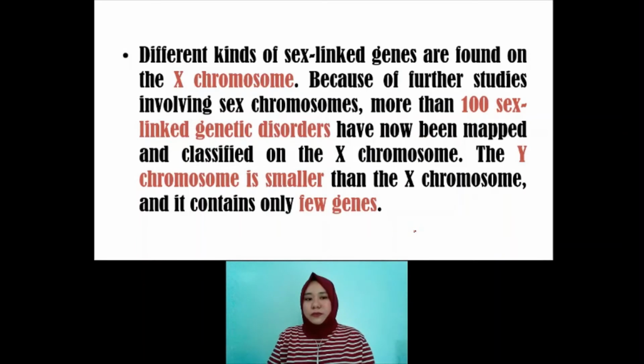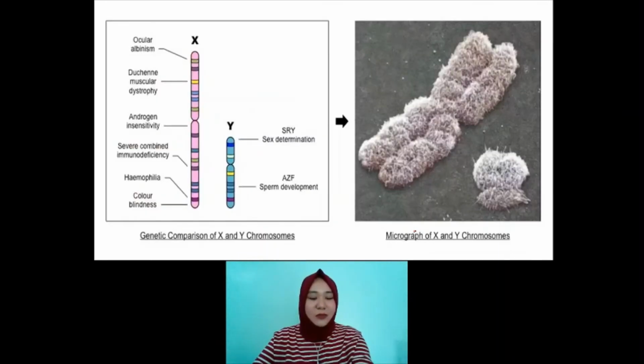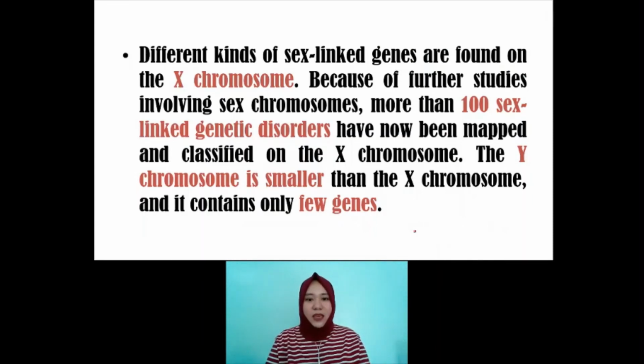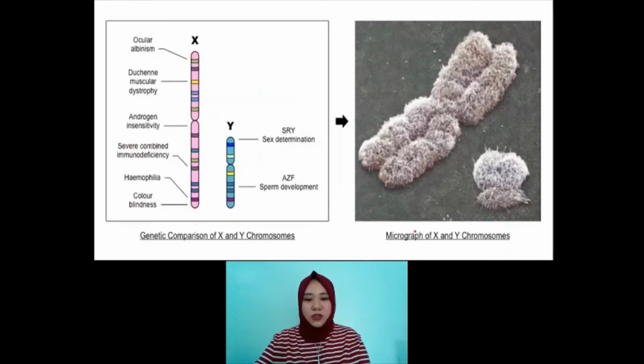Ngano ma'am kung mas gamay ang Y chromosome sa X chromosome, naa important concept about that. Okay, so different kinds of sex-linked genes are found in the X chromosome. Makes sense. If you could compare the size between the two, mas dako si X chromosome kaysa kang Y chromosome. So pasabutan na it's possible nga mas daghan genes ang located sa X chromosome. Okay? So because of further studies involving sex chromosomes, more than 100 sex-linked genetic disorders have now been mapped and classified on the X chromosome. The Y chromosome is smaller than the X chromosome and it contains only few genes. Okay, that's what I have been mentioning earlier.